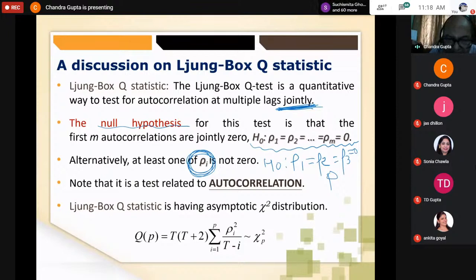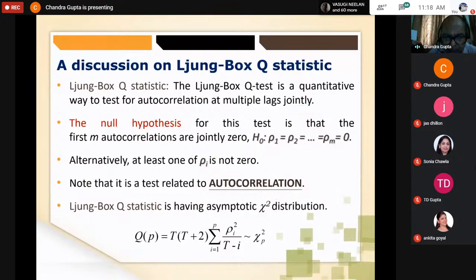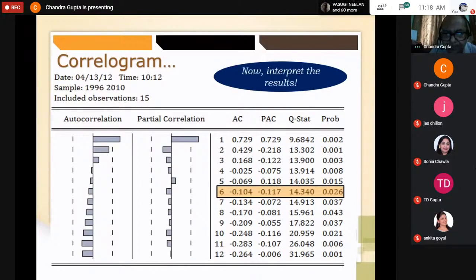And it's a test related to autocorrelation and not related to partial autocorrelation. And this follows the chi-square distribution. So the statistics and the p-values are coming from the chi-square distribution. Now let's interpret Q statistics.